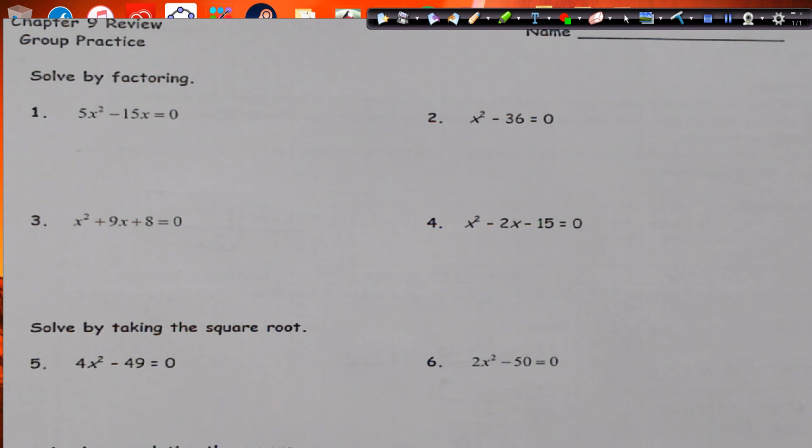Solve by factoring. Now there's a couple ways we can factor. We can X factor, we can use GCF, we can use split the middle term, all that good stuff. So let's go ahead and get started.